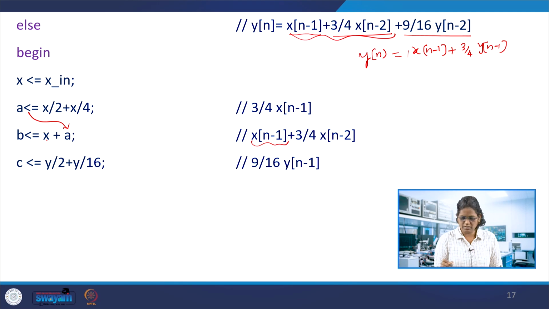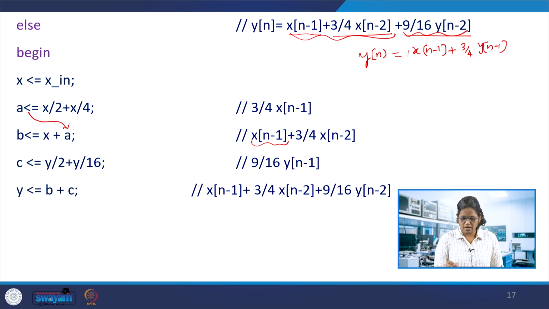So now what about 9 by 16 y of n minus 2? Okay, so c equals, again we have to make 9 by 16 y of n minus 1. So use y by 2 plus y by 16, whatever that is, store it in c, and then we can have y which is already in a, x plus a, that is going to be b, this particular portion, and then add c, which is 9 by 16 y n minus 1. Because of the non-blocking statement, this will be delayed once, so it becomes y of n minus 2. So we have to handle this, this is int.